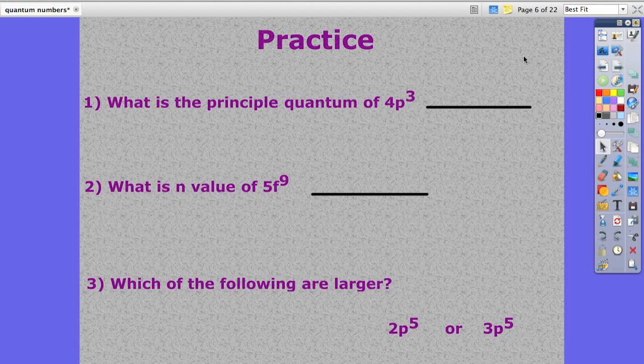So let's practice. For 4p3, the number in front of p is going to tell you the principal quantum number. So this is going to be 4. Let me change it. 5f9, 5 as a principal quantum number. In between these two, 2p5 or 3p5, 3 is going to be larger. It's going to have the largest principal quantum number.